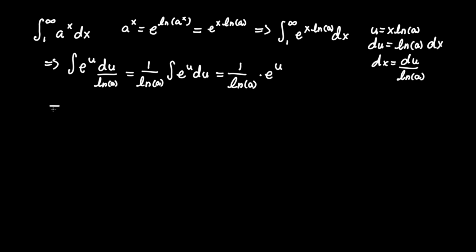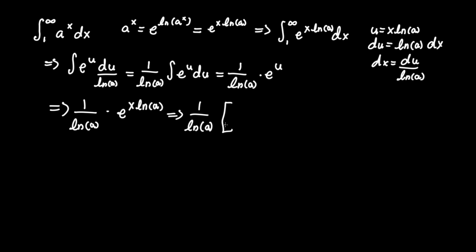And back subbing so that we have consistent boundaries, we have 1 over ln a times e to the x ln a, which we said was u up here. Now we can finally apply the boundaries of 1 and infinity, and since 1 over ln a is the same as 1 over ln 2, we can keep that outside, so it would be 1 over ln a times the boundary of e to the, I'll bring ln a in front since it's also just a constant, times x, between 1 and infinity. Once we evaluate this, we get our answer.